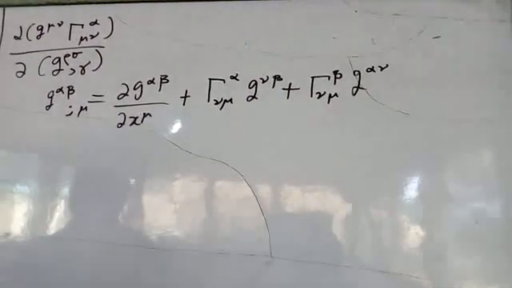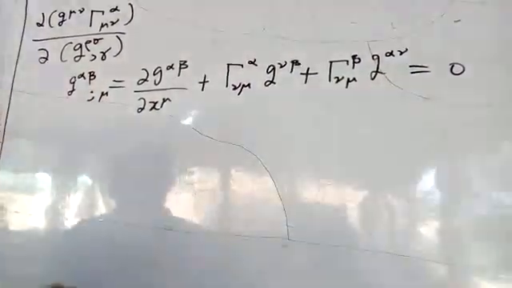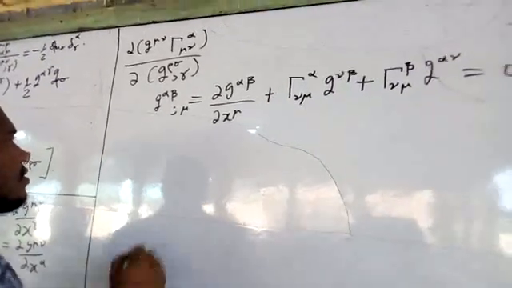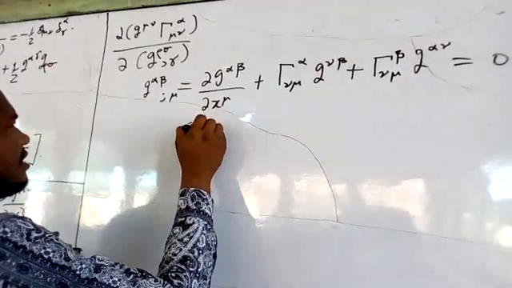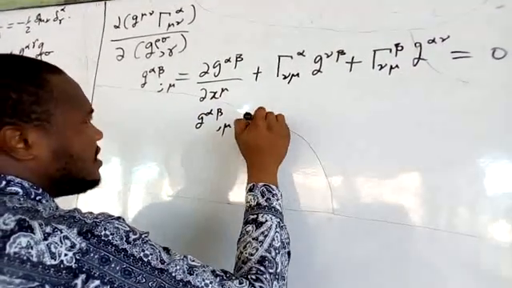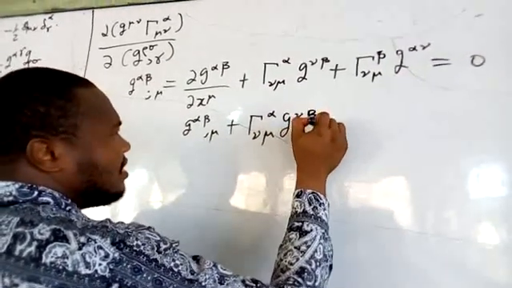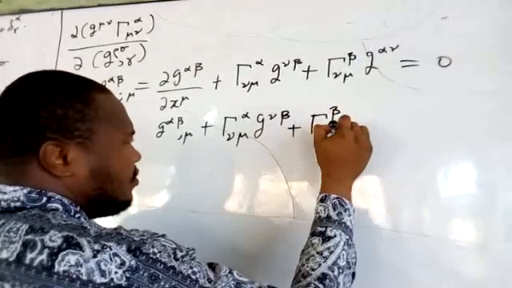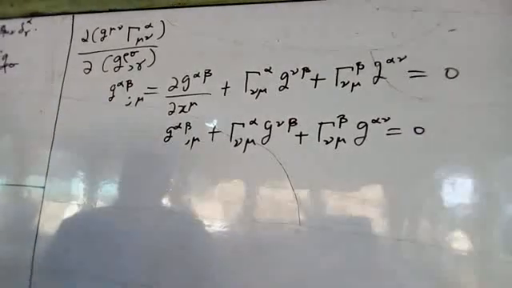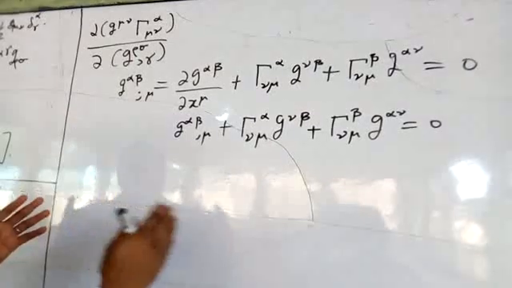Of course, in general, we know that this, for instance, is always equal to 0 for the metric tensor. That's the covariant derivative of the metric tensor. That is always equal to 0. And we can represent this by saying g^{alpha beta}_{,mu}. So in other words, g^{alpha beta}_{,mu} plus Gamma^alpha_{nu mu} g^{nu beta} plus Gamma^beta_{nu mu} g^{alpha nu} is equal to 0.